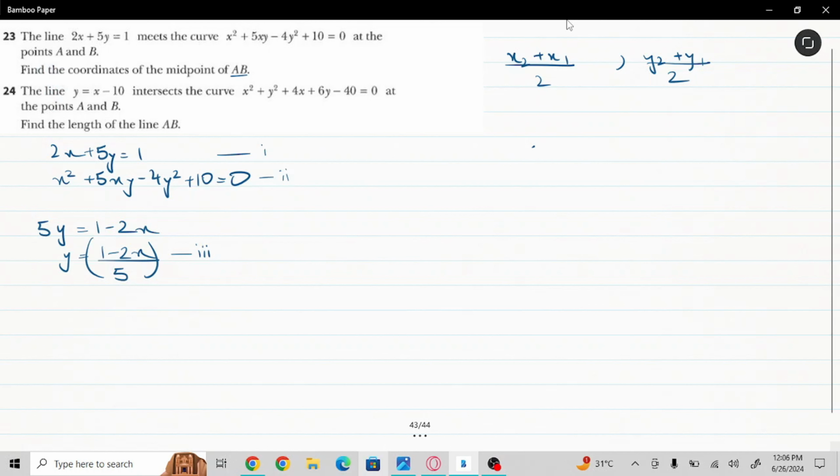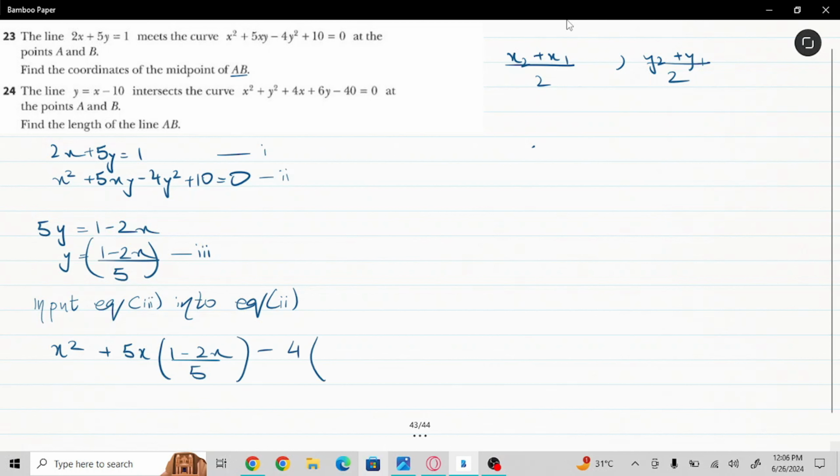Okay, so what we do next is we input equation number 3 into equation number 2. That will give us x squared plus 5 multiplied by x multiplied by y. Instead of y, we're going to write (1 minus 2x) upon 5, minus 4 times ((1 minus 2x) upon 5) whole squared, plus 10 is equal to 0. Now let me just make a boundary here, and let's first simplify.